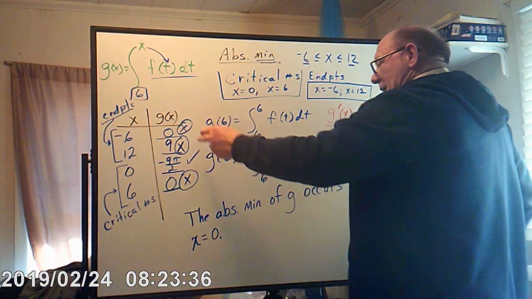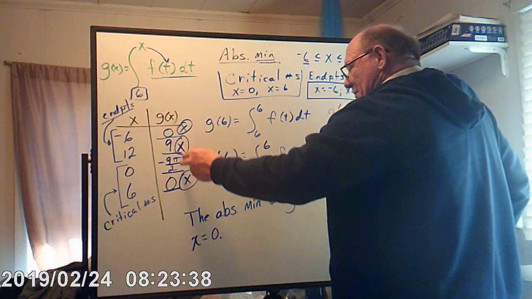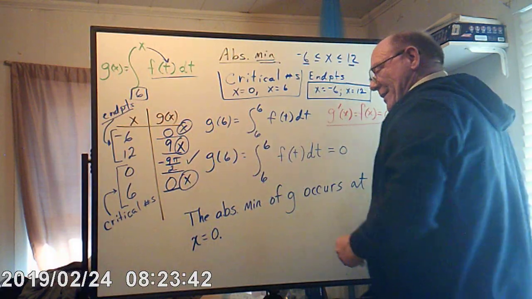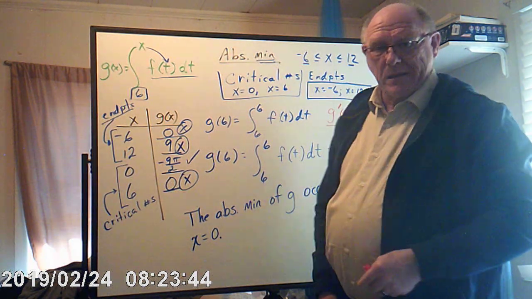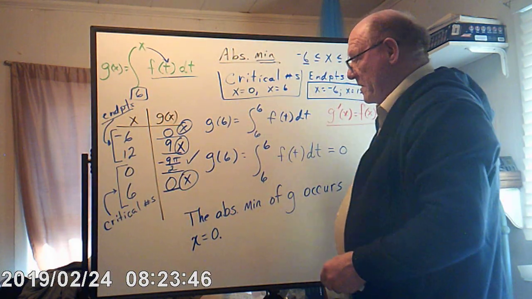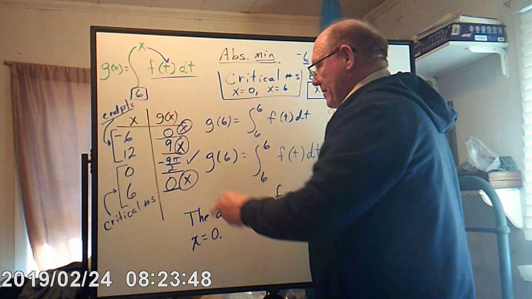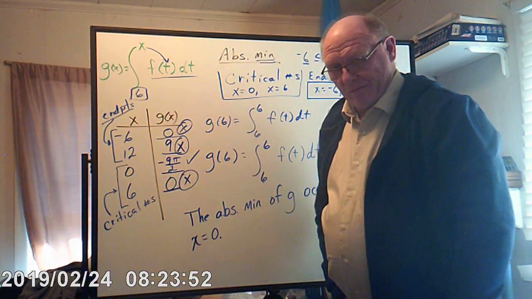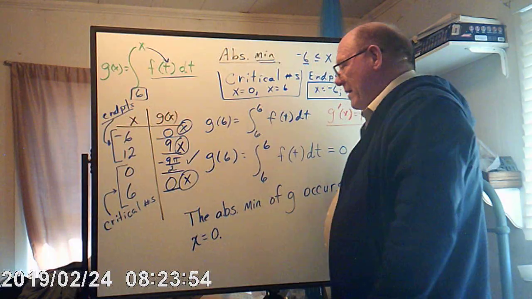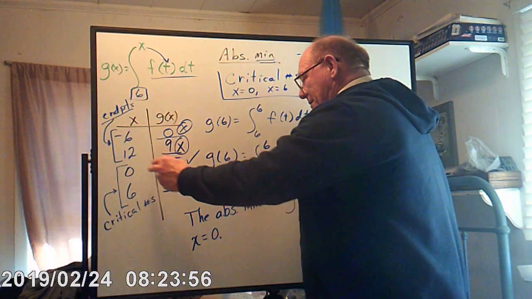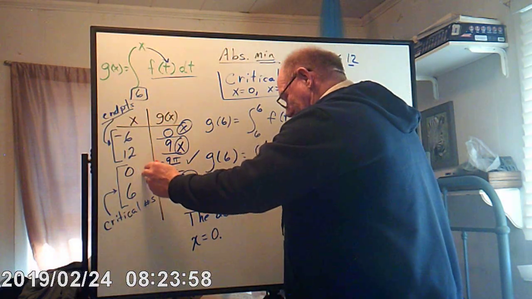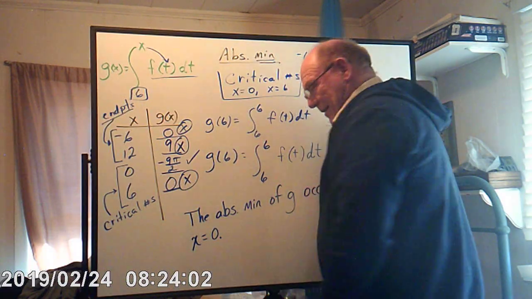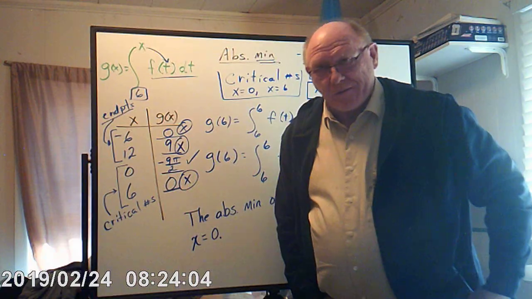And then you find out, since you're looking for a minimum, which one of these y's is the least of them. In this case, this is the only negative one we got, and that is going to be at when x is 0. Well, that's it. That's all you have to do on that one.